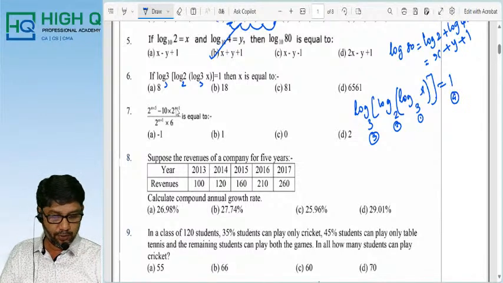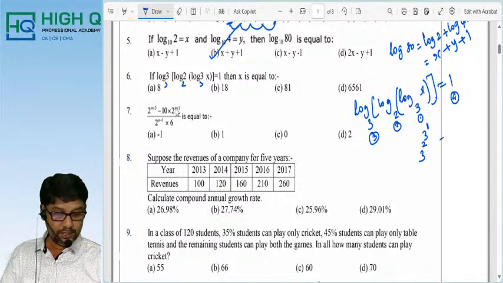Now, 1. What is the first base? 3. What is the second base? 2. What is the third base? 3. What is the fourth base? 1, which is equal to our x.